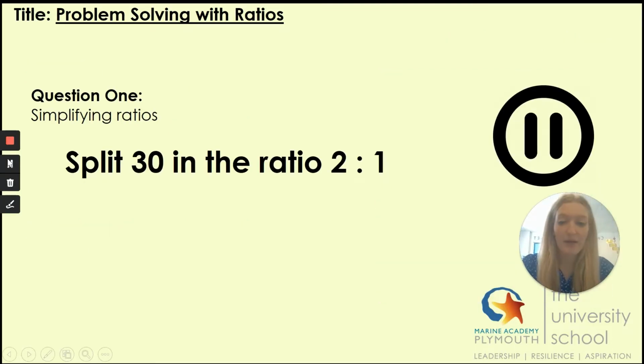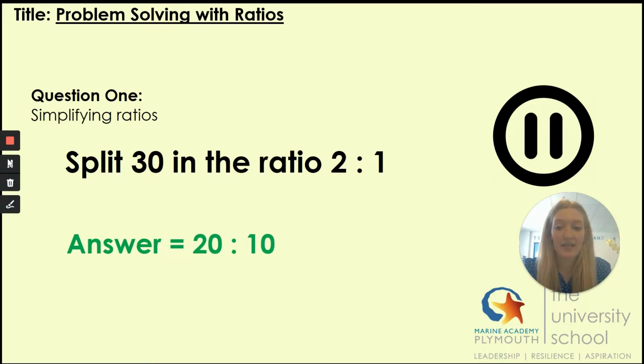Fantastic. So, question 1. Split 30 into the ratio 2 to 1. Pause. And 3, 2, 1. Pens drop, green pens up, and ticking. Your answer should be 20 to 10. And we can check our answer by adding those 2 numbers up, and we get 30.